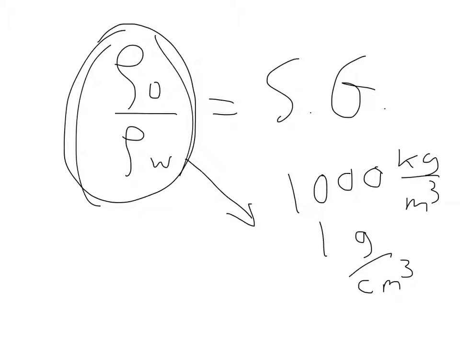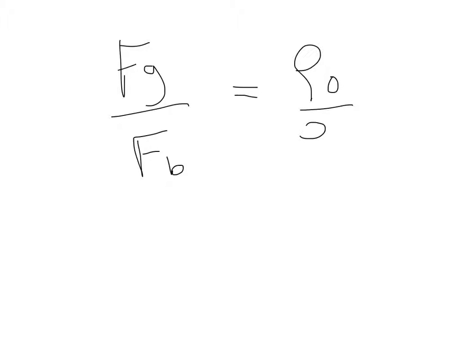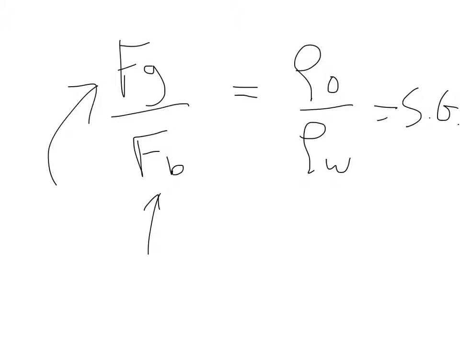All right, so how do we get this ratio? Well, as I mentioned in the previous slide, the ratio of the weight of the object to the buoyancy force, if you can find that, is equal to the density of the object divided by the density of water, which is the specific gravity, from which you can get the density. So how do you get this term? Well, if you weigh the object in the air, you get that. So if you have a hanging scale and you weigh the object in the air, you get Fg.